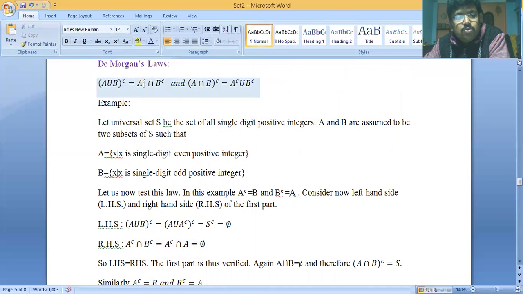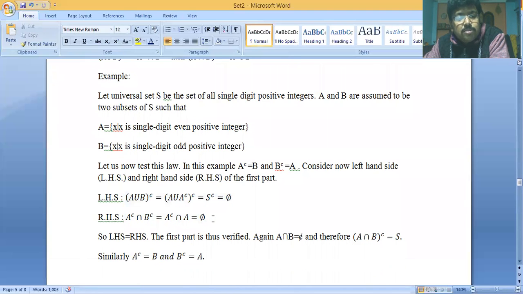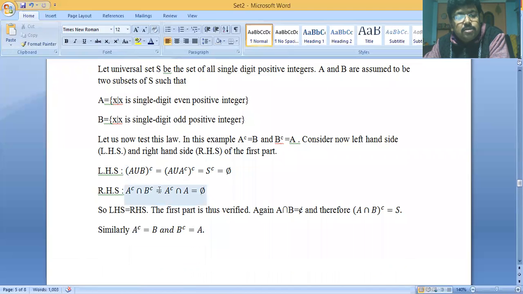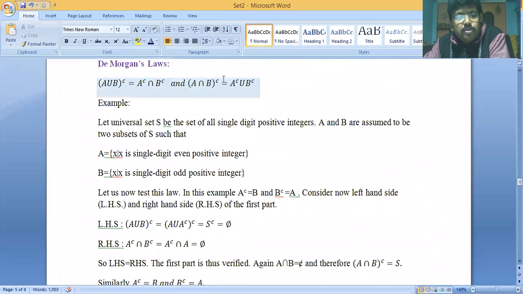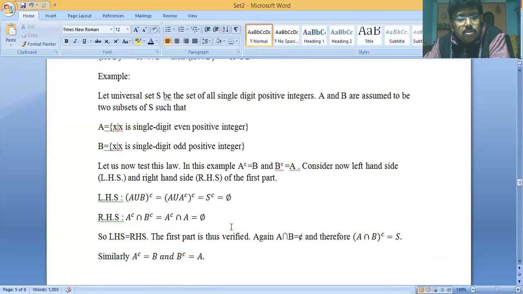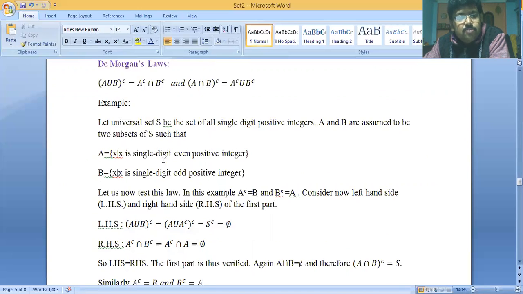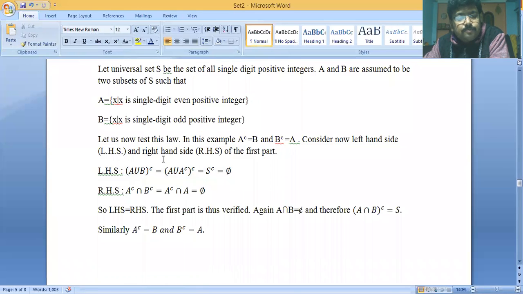This part is equal to this part. We have proved it with the null set. Similarly, we can prove the other part, left hand side and right hand side also. On the basis of this example, you can understand it very well. This is De Morgan's law.